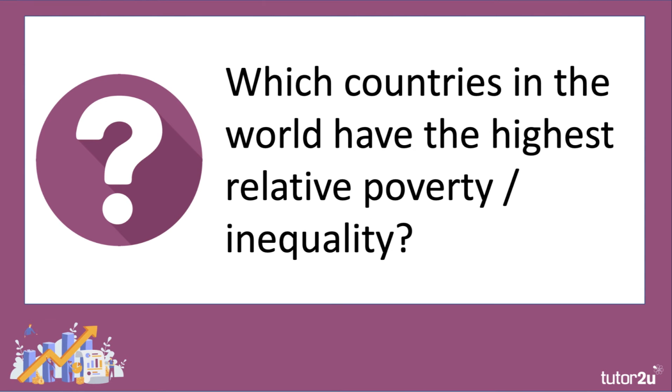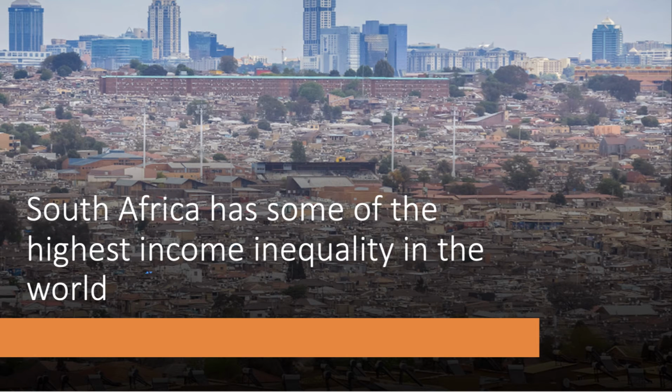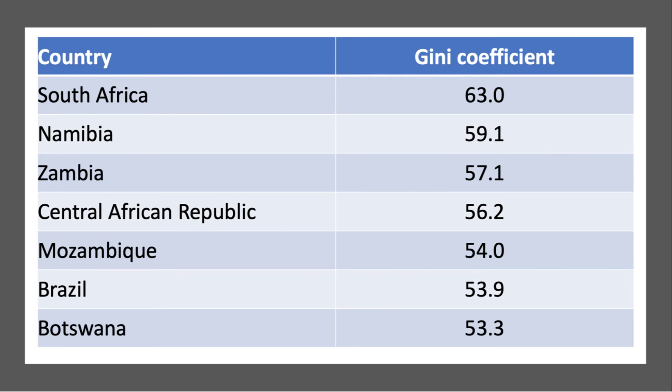So which nations in the world have the highest relative poverty and inequality? Well, South Africa is a really good example of a country which has some of the highest income inequality in the world. Here's a picture of Johannesburg. Indeed, South Africa has the highest Gini coefficient, I think, in the world. The Gini coefficient shown here is 63, or 0.63. Don't forget, a figure of 100 or 1 would be perfect inequality.